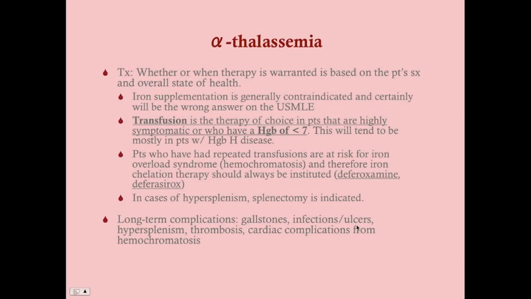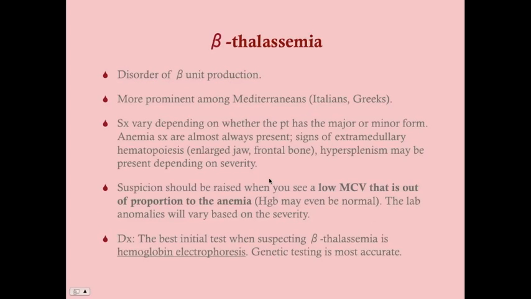Okay, beta thalassemia. So beta thalassemia is just like alpha thalassemia, but it's a disorder of beta unit production, and the genetics are a little different. So it's more prominent among Mediterraneans, so Italians and Greeks. And there's another blood disease that's also common among Mediterraneans, and that's the G6PD deficiency. So beta thalassemia and G6PD deficiency are 2 diseases that we see more commonly in Mediterraneans.